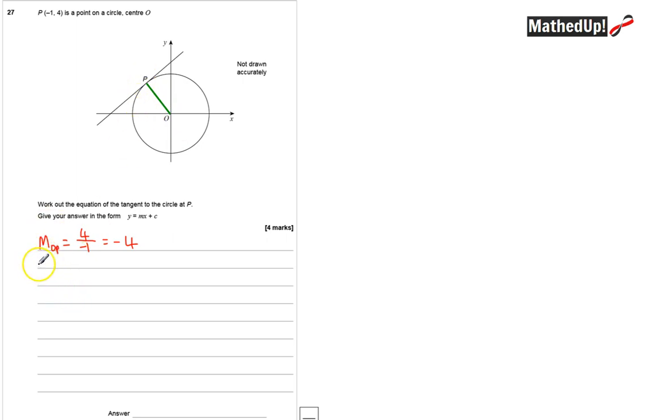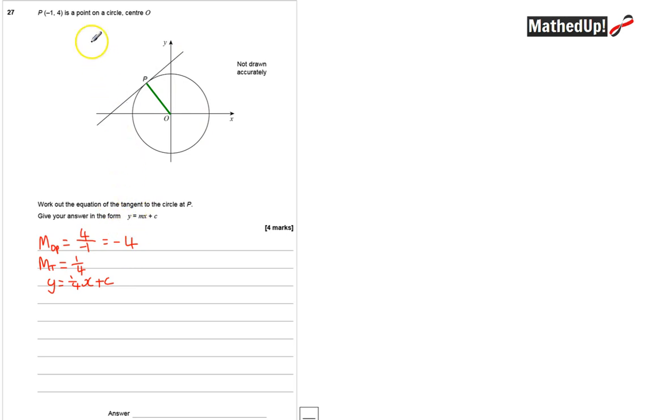So that means that the gradient of my tangent, which I'm going to call m with a subscript of t, is going to be equal to the negative reciprocal of the gradient here, because they're perpendicular to each other. So the negative reciprocal of -4 is going to be a quarter. So the gradient of this line here is a quarter. I can now write down the general equation for this. So it's going to be y is equal to a quarter x plus c.